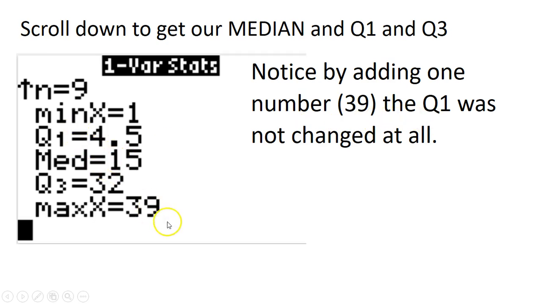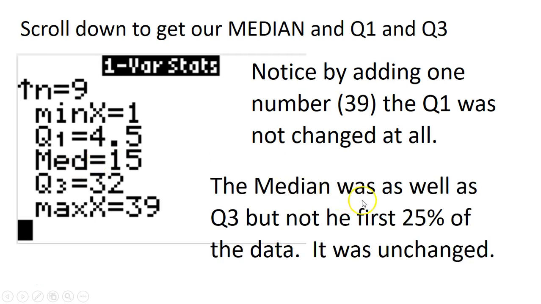And the reason why it wasn't changed is it's the whole way up here. It didn't affect that number at all, right? But Q3 did change, not the first 25% of the data. So I guess the median was changed from what we had before. The third quartile, which we'll see, was changed. All right, but some of the stuff does get changed. Notice by adding 39, Q1 was not changed at all. The first 25% of the data was unchanged.